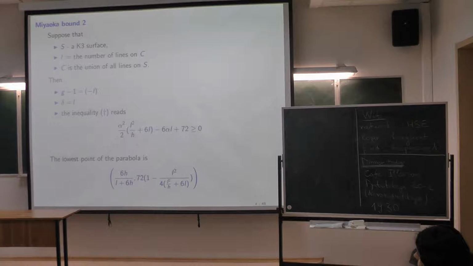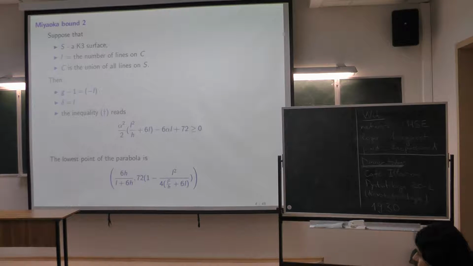Okay. And then you suddenly want to play with this inequality. You need this thing to be non-negative. Okay? That's the point. Miyaoka's. Okay. So what are the two parameters? Alpha is one parameter and the other parameter is what? L is now the number of lines. H is the self-intersection of the... Oh, you're talking about the parabola. The parabola is in the plane. What are the coordinates in this plane? Right, I'm sorry.